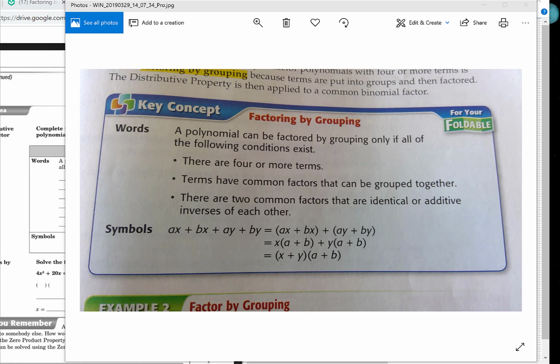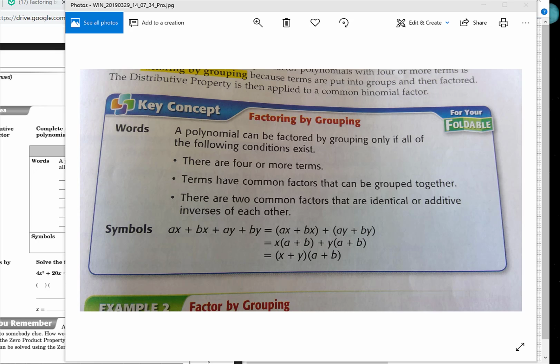This video is for the rest of 8-2 using the distributive property. So we're going to be working on factoring by grouping and then the zero product property. First thing you need to do is you need to know these rules for when we factor by grouping. So these bullet points need to be written down, and then the symbols are also helpful and important for you.